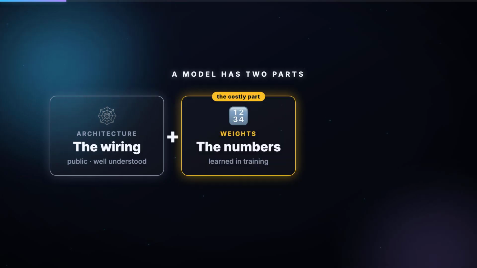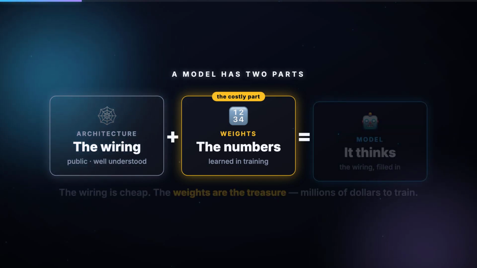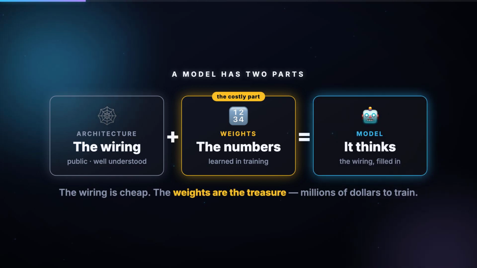Now, every model really has two parts. First, the architecture. That is the shape of the network, the wiring, and that part is public and fairly well understood. Second, the weights, the actual numbers that fill that wiring in. The architecture is the empty recipe. The weights are the finished dish, and getting those numbers right is what costs millions of dollars to train. The wiring is cheap, the weights are the treasure.